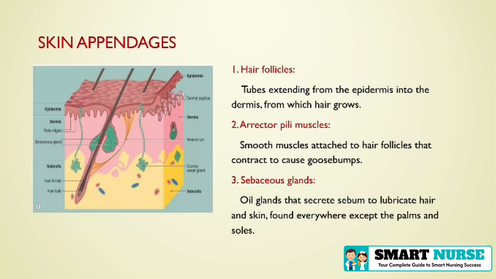The third are sebaceous glands. These sebaceous glands are oil glands that secrete sebum to lubricate hair and skin, found everywhere except in our palms and in our soles. So what is the main function of the sebaceous gland? They secrete an oily substance called sebum, which moisturizes and lubricates the hair and the skin.